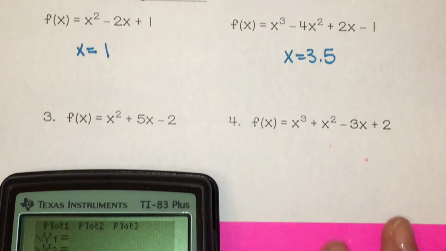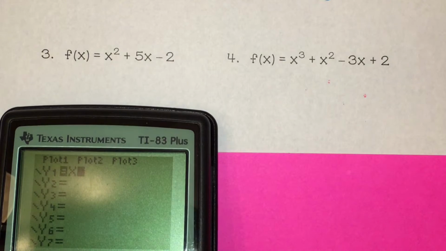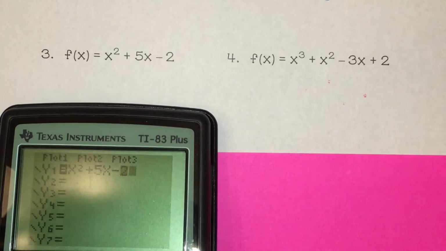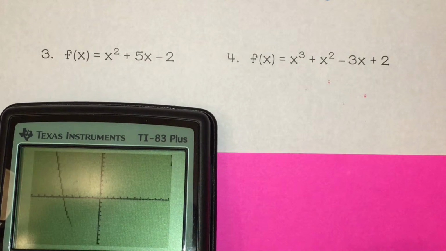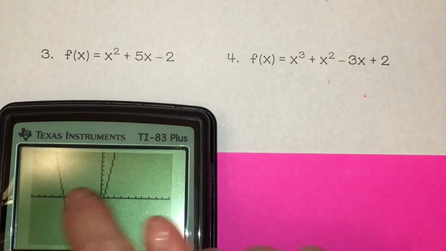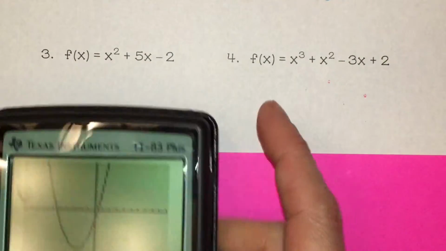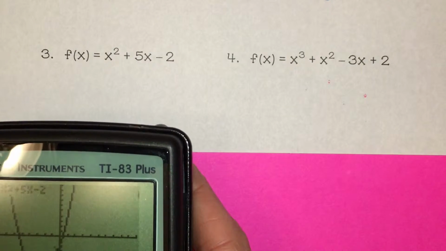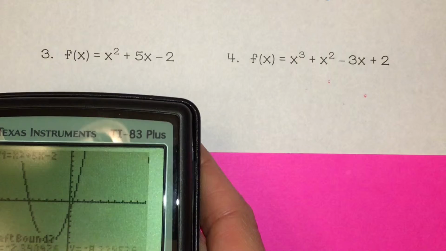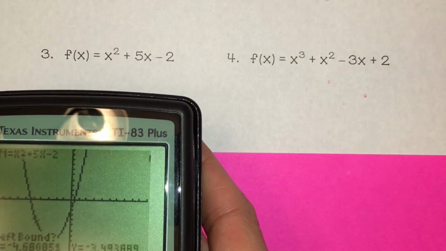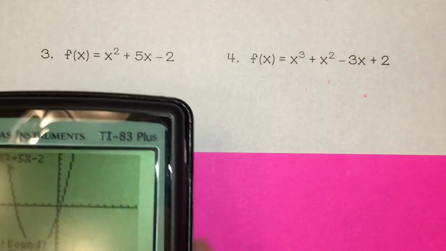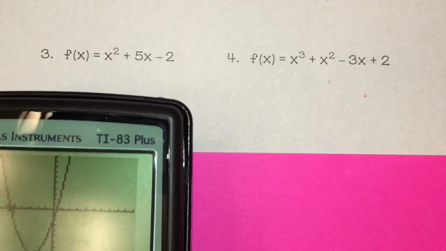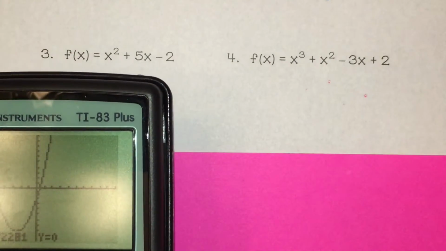Okay, so on number 3, you should have typed it in. So you had x squared plus 5x minus 2. The graph looks like it goes through twice, and it doesn't look like it's at whole numbers. To find the zeros, I'm going to go to the left side of where it goes to the x-axis, the right side, and it really doesn't matter which one you pick first. So negative 5.4.